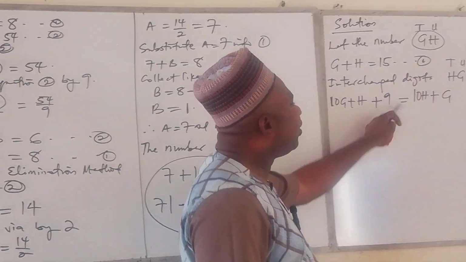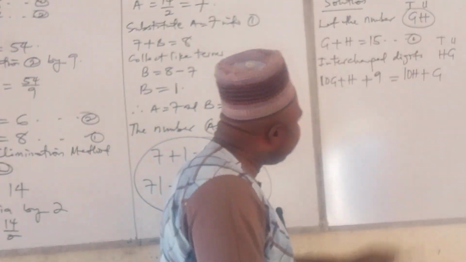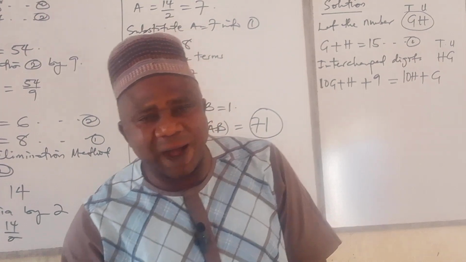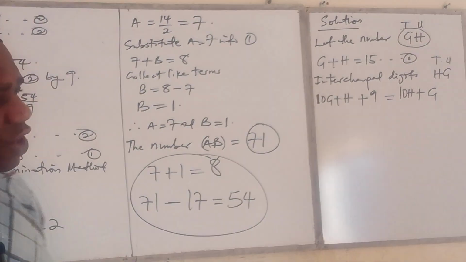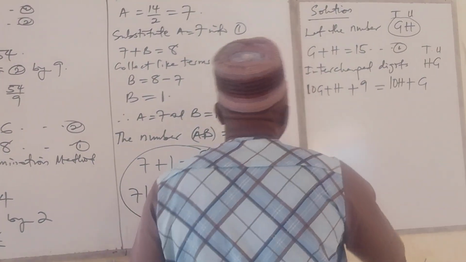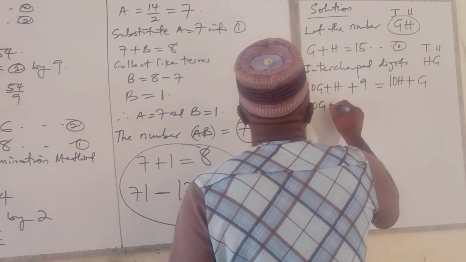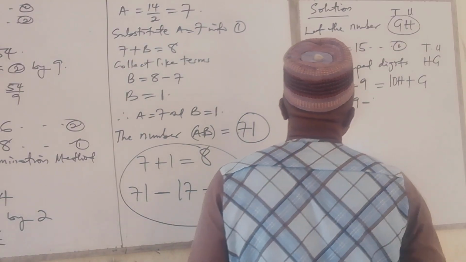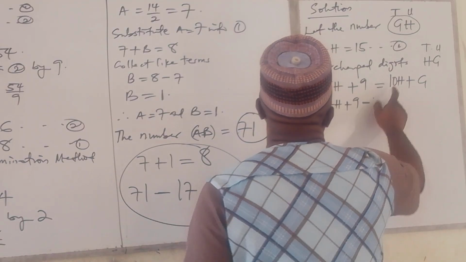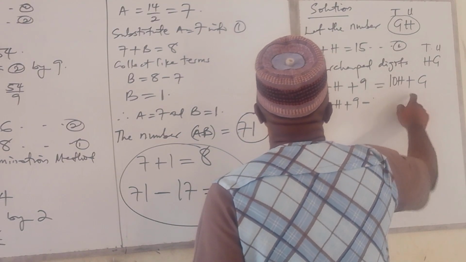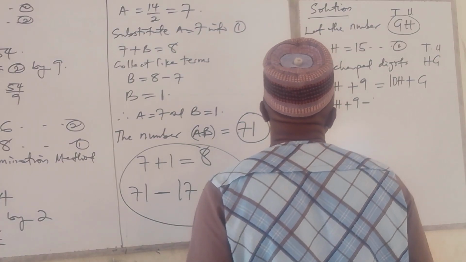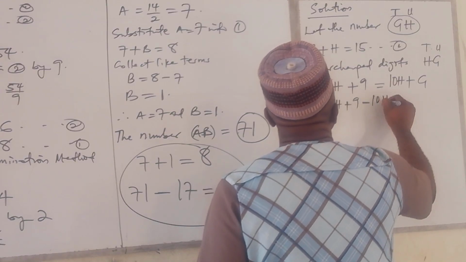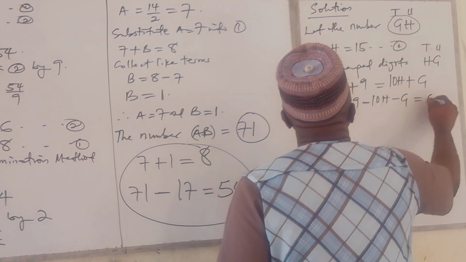So the number will increase by 9 when you interchange. So it means when you add 9 to the original number, which is GH, it will give you the new number that you have actually interchanged the digits. So in this case, we have 10G plus H plus 9 minus 10H plus G, which is equal to 0.